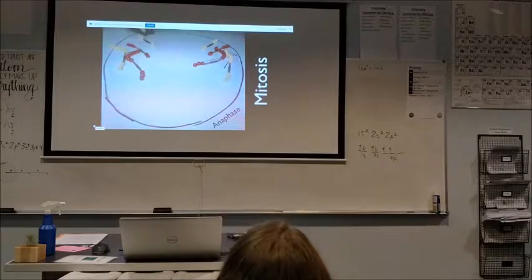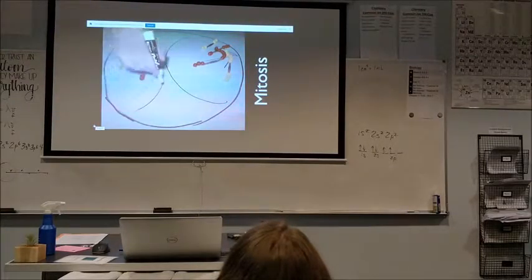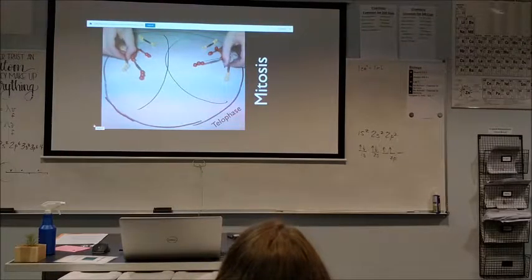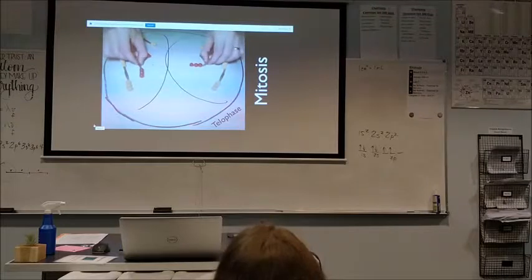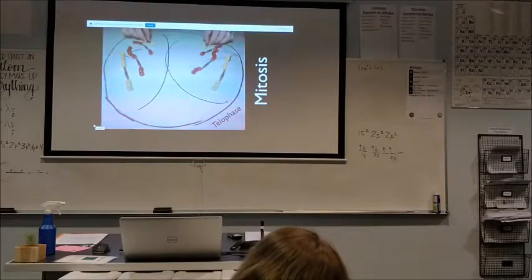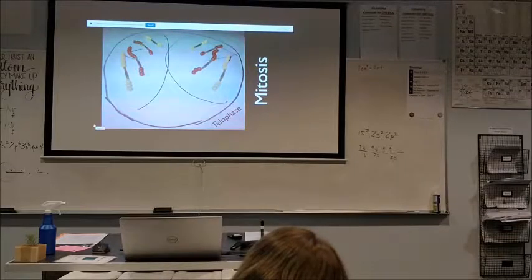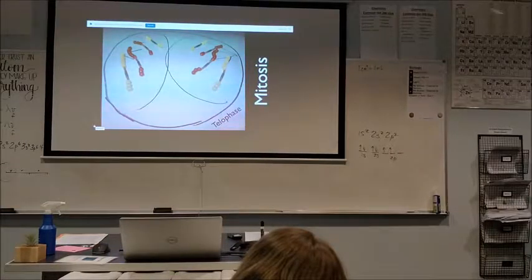And then we're going to have two brand new nuclei. So this would be one nucleus, and this would be another nucleus. Now, if you look at the chromosomes in each of these nuclei, we've got one like that, one like that, one like that, one like that. They're exactly the same. In other words, we have two brand new nuclei, and each of them has the same duplicate DNA. And that's the goal of mitosis. The goal of mitosis is to make two exact copies of the cell.